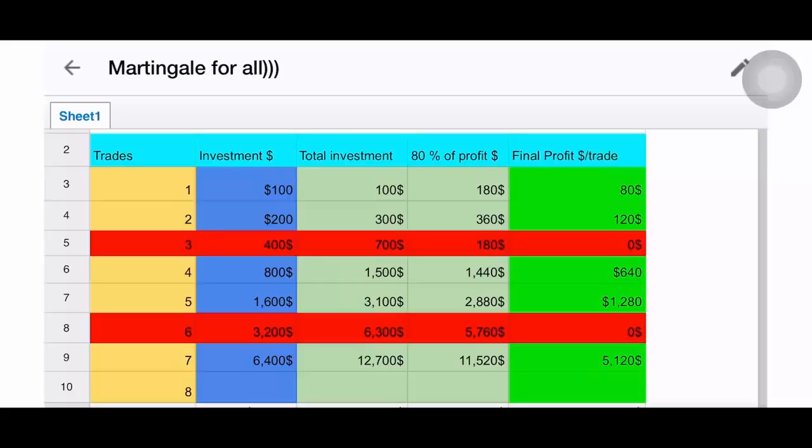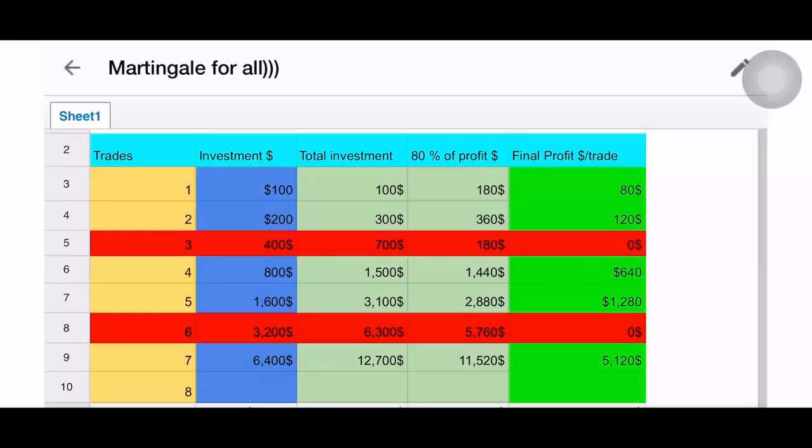Now the second is I have doubled the investment from 100 to 200 here. Total money invested is $300. If the trade gives me an 80% return, you guys can see I am entitled to earn $360. $360 I'm entitled to earn, and my final profit must be $160. In this case, I did a little bit of mistake probably. It's 120, pardon me. It must be $160, my final profit.